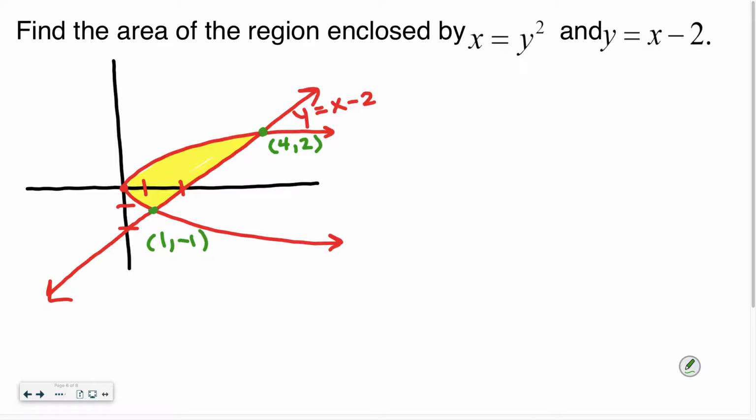If we draw rectangles with thickness dx, the top function and the bottom function of this rectangle, would they be the same as that rectangle right there? They would not. So we are going to have to break this up into 2 different regions because our bottom function changes here.